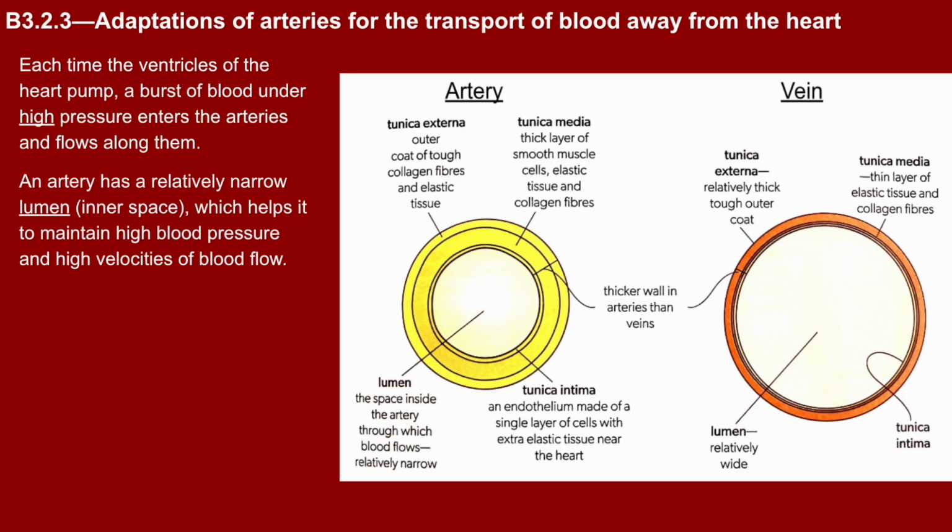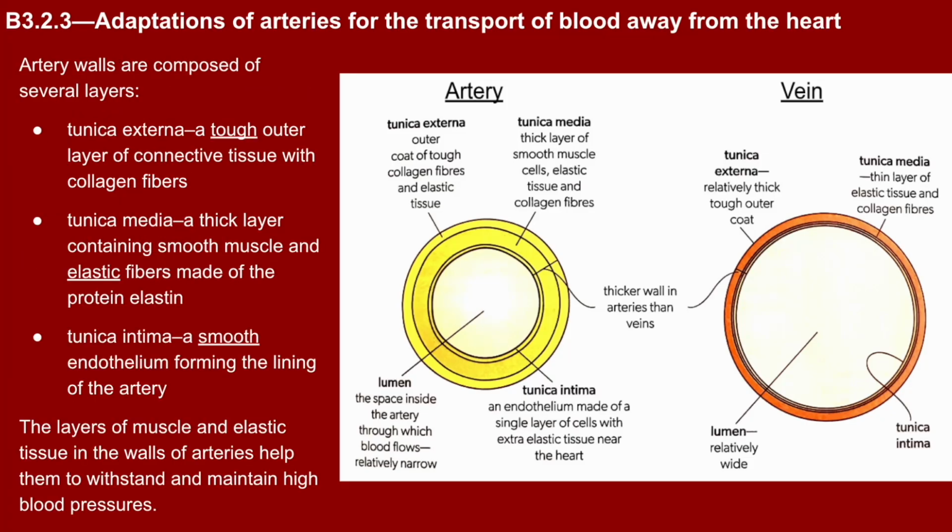Arteries are going to have a relatively narrow lumen. This helps it to maintain high blood pressure and high velocities or speeds of blood flow, because that's where the heart is directly pumping blood into. Now in the textbook, we have these three layers of artery walls. I don't think you would ever be asked about them. I've never seen a question about them, but here they are if you want to have something else to memorize.